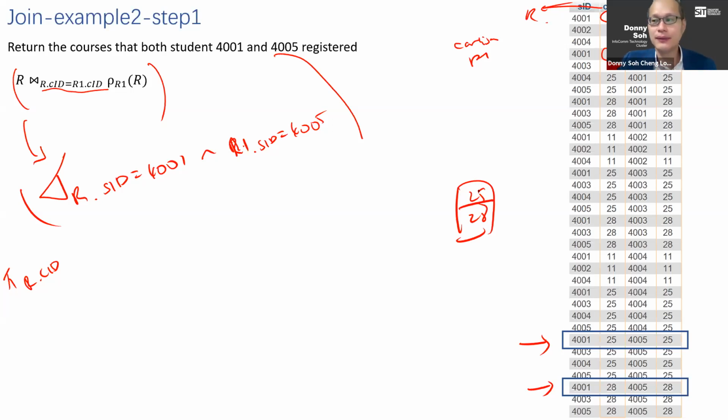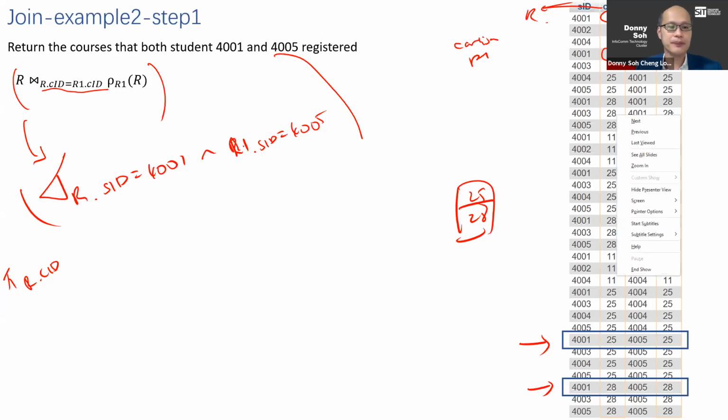Is that clear for everyone? Okay, there's a question, very good. Jiao Wei raised a very good question. Why do we need to join these two, do an equivalence of r.cid and r1.cid first, when we can just do equals to 4001 and r1 equals 4005?